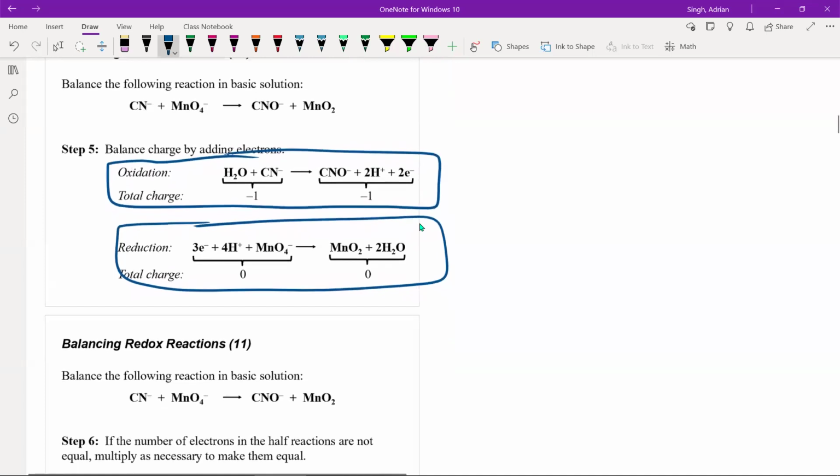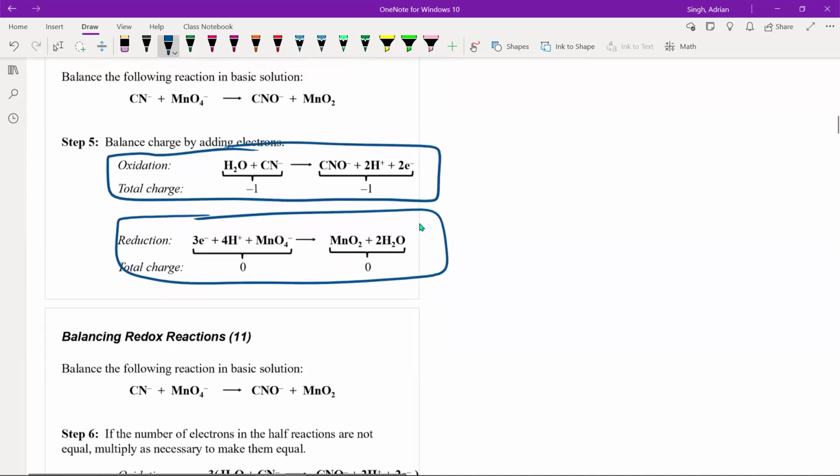The next step we need to do is to multiply both of these, or either of them, to make sure that the number of electrons is the same on both sides. So we have 2 electrons in one, 3 in another. Well, obviously 2 doesn't go into 3 a whole number of times. So the lowest common multiple of 2 and 3 would be 6.